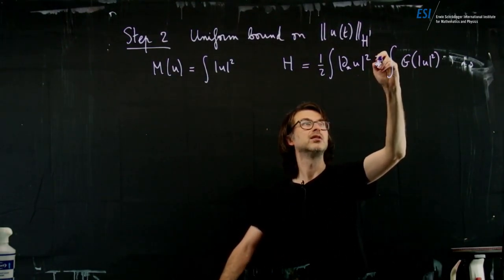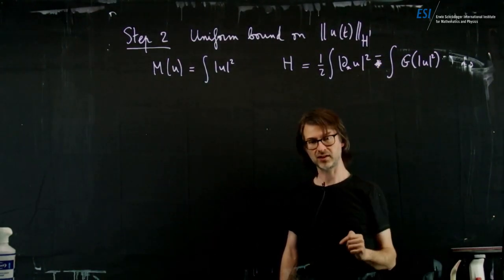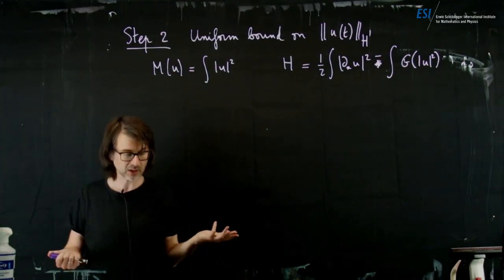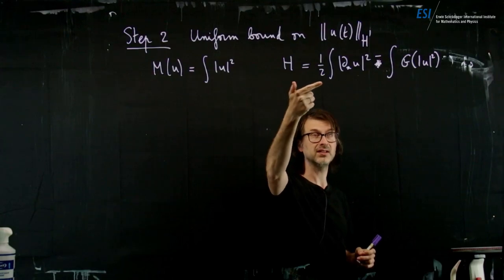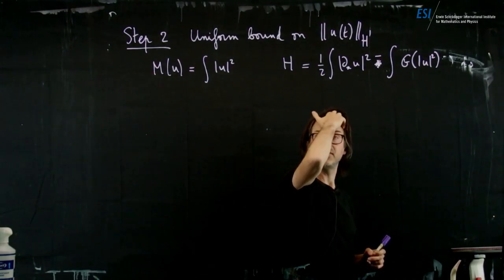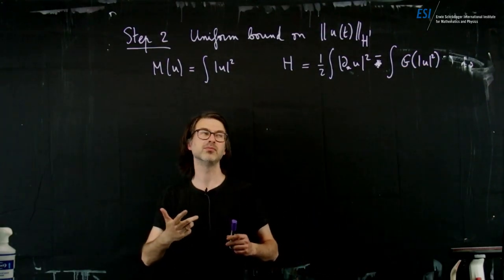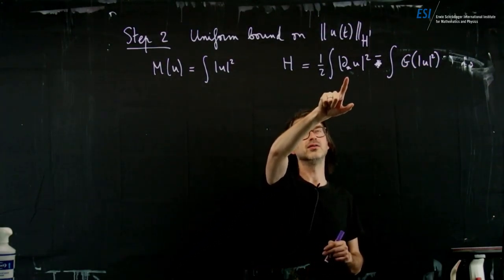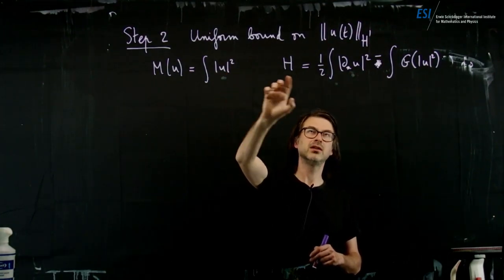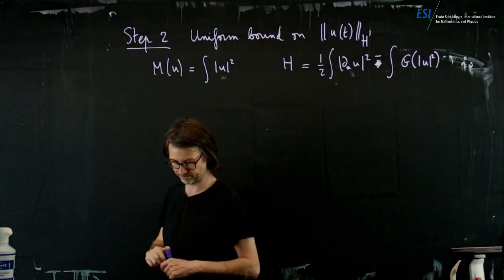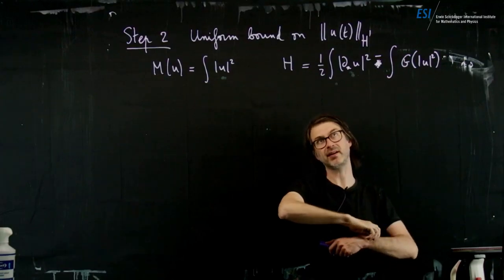Sorry, negative sign. If the sign was positive instead of negative, then we would be done, because the conservation of the Hamiltonian would give immediately a uniform bound on the integral of |∂x u|², which if you put together with the L2 norm, makes up the H1 norm. But we have a negative sign, so you might argue.